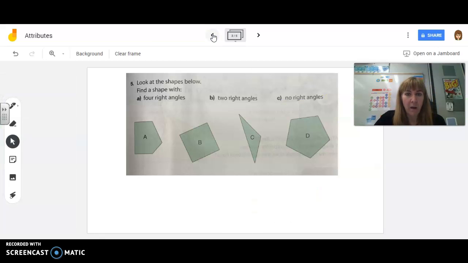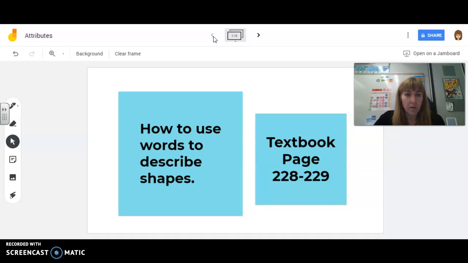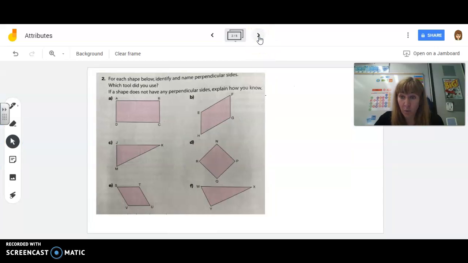All right, so now we're going to be in the textbook on page 228 and 229. I only want you to do these two questions. Okay, so on this first page here, on page 228, just do number 2. And for each shape below, identify and name the perpendicular sides. Okay, so I'm just going to show you how to do A. So remember, perpendicular are sides that meet up like that.